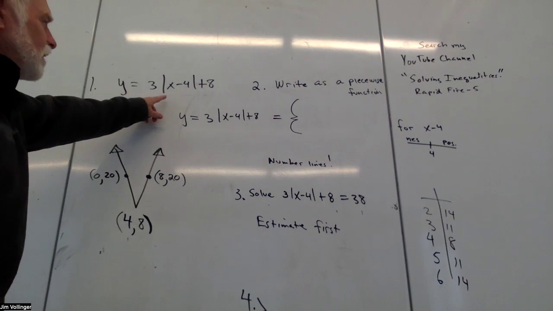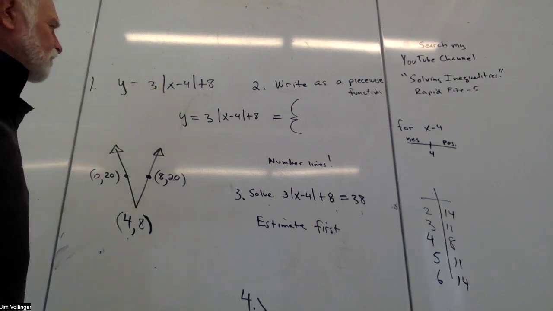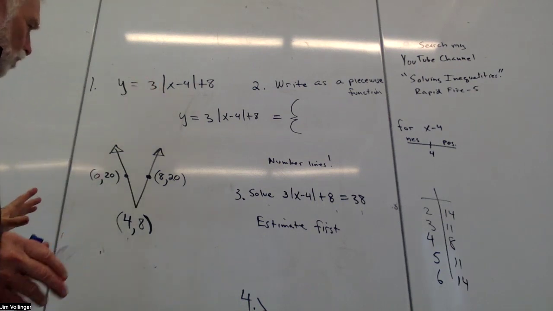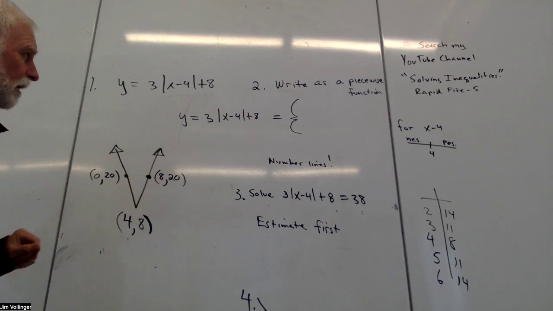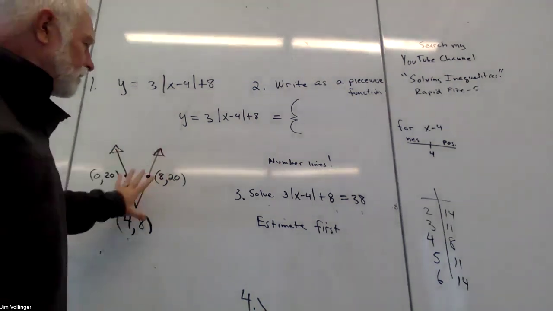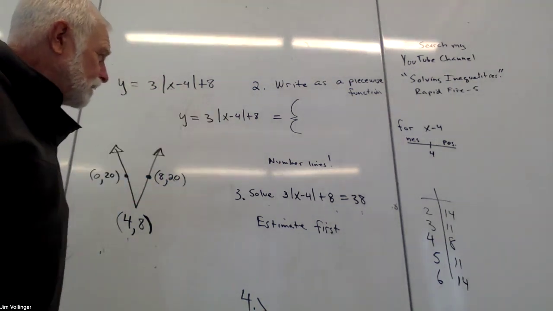So sketching 3 times the absolute value of x minus 4 plus 8. That's not new. Here's the graph. I'm not going to speak on that. We have a picture. The first new problem is writing this function as a piecewise function.